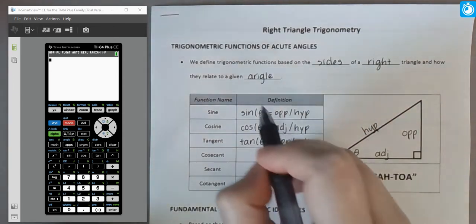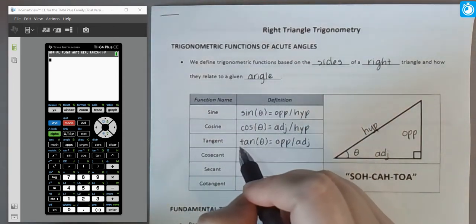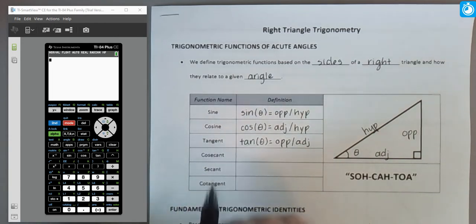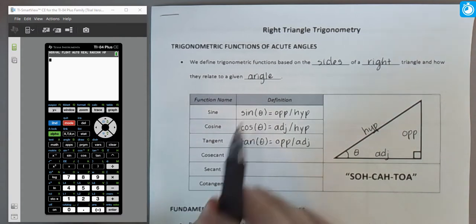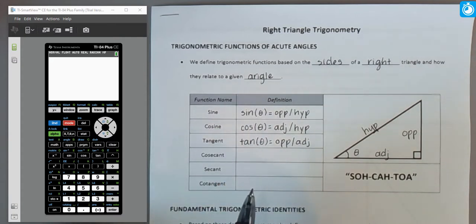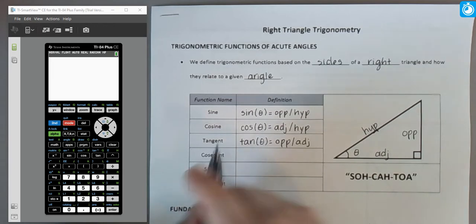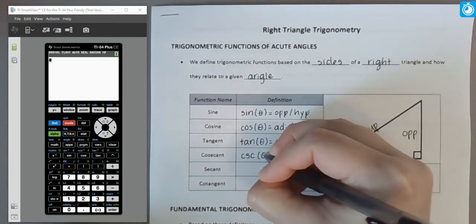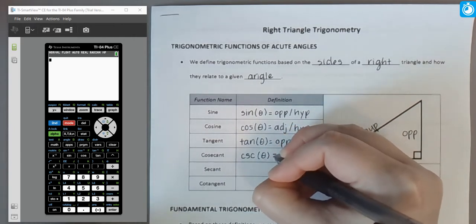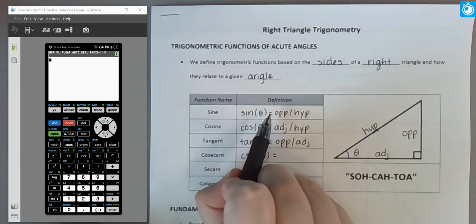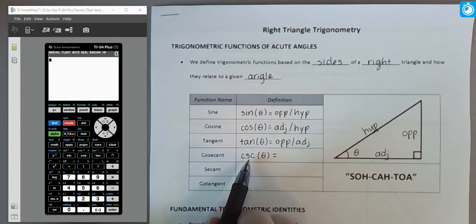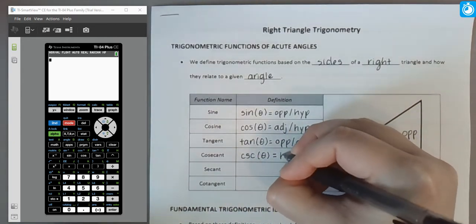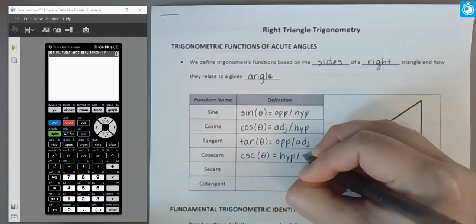There we go. So we're going to think of these three as the fundamental trigonometric functions. The other three can be defined as being closely related to these three fundamental ones. So cosecant, which we're going to abbreviate as CSC, cosecant of theta, is going to reverse sine. So the cosecant of theta will be the hypotenuse divided by the opposite. Hypotenuse divided by opposite.